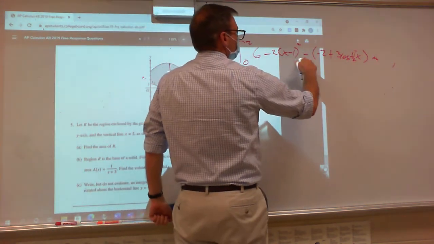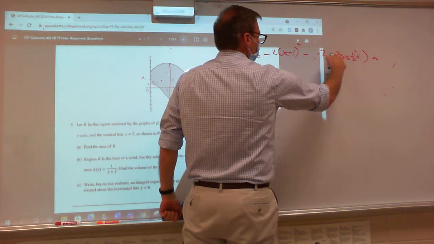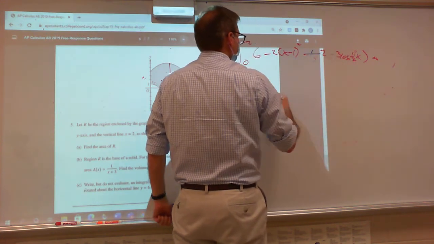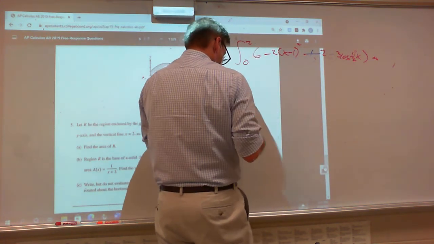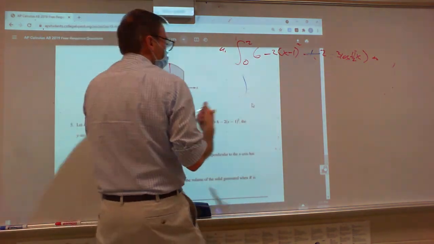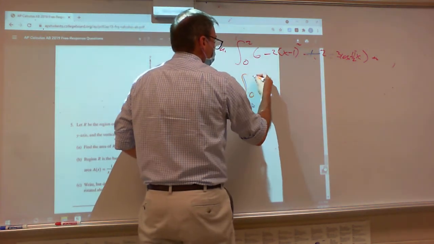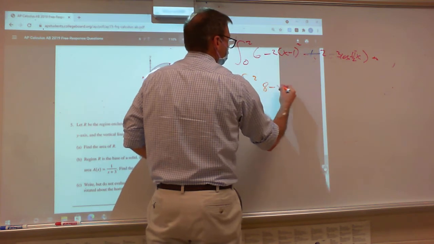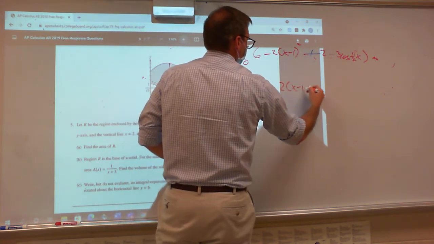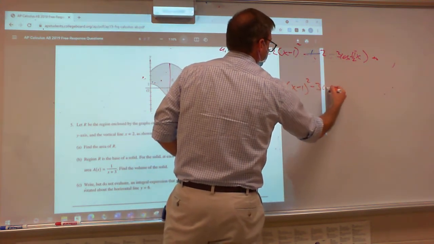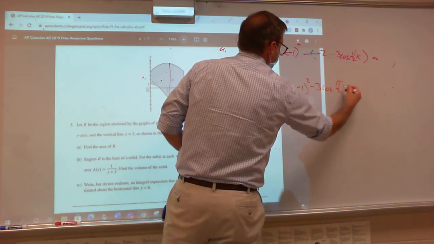Yeah. So if I clean this up a little bit, that's a minus, that's a big fat plus. So this is the integral. That's why I haven't been using blue. I need a new marker. This is the integral from 0 to 2 of 8 minus 2x minus 1 squared minus 3 cosine pi over 2x.